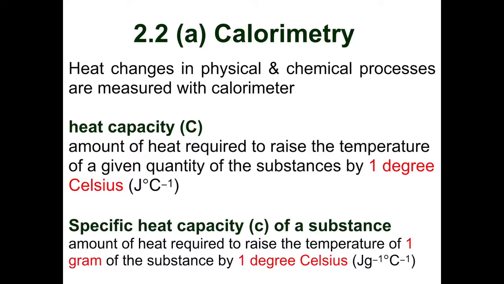Maksudnya dekat sini, kalau kita ada substance yang kita tak tahu mass dia, kita hanya boleh ukur heat capacity, iaitu heat yang kita perlukan untuk tingkatkan temperature dia by 1 degree Celsius. Tapi kalau kita ada mass untuk substance tu, kita boleh ukur specific heat capacity, iaitu amount of heat yang kita perlukan untuk tingkatkan temperature untuk 1 gram substance tu by 1 degree Celsius. So, kalau heat capacity, simbol dia C besar, unit dia tak ada gram. Untuk specific heat capacity, simbol dia C kecil dan dalam unit dia ada per gram. Itu beza antara kedua-dua ni.